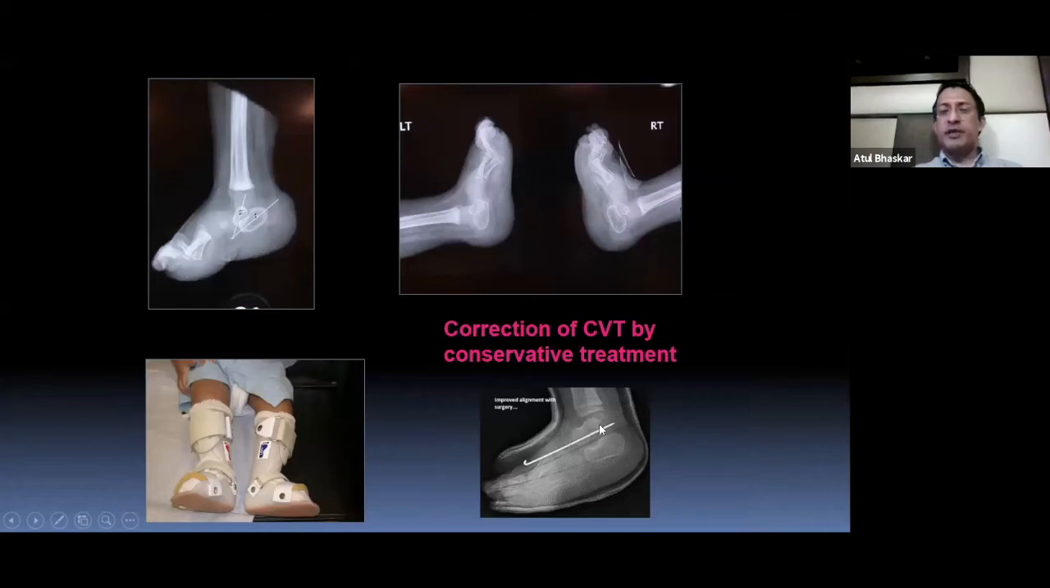So you do the reverse Ponseti, about 8 to 10 plasters, and then you go ahead and do a soft tissue release from the medial side, elevate the talus, do a TA release from the back, and do a pinning of the talonavicular joint.